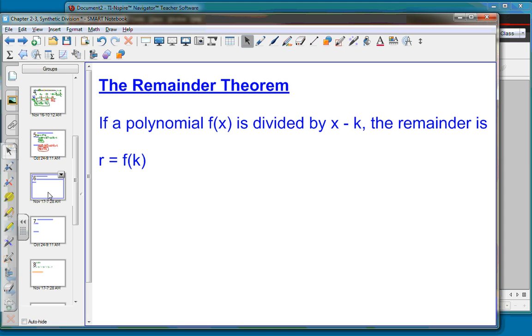You should be. Now, if I have this theorem, that means for every evaluation, the remainder is f at k. If I do plug and chug, it's the remainder. The remainder is f at that value. Okay, let's prove that, shall we?